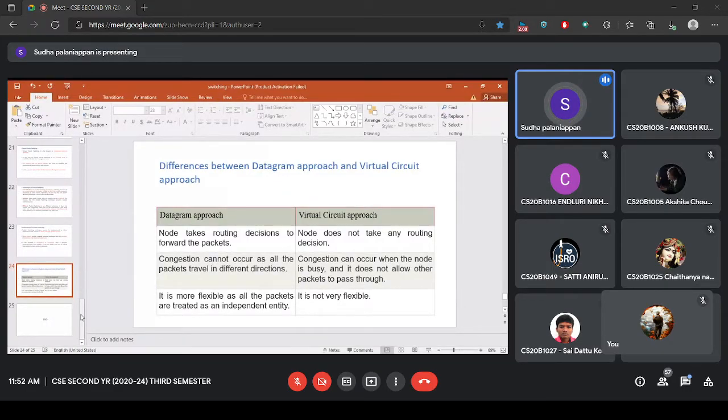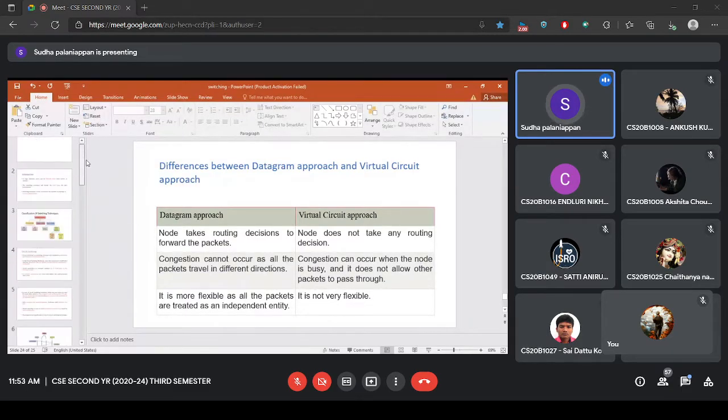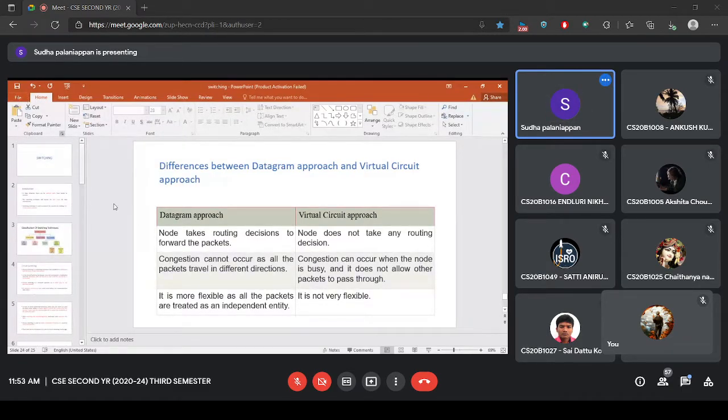With this, we complete unit 2. There are 3 types of switching: the first category is circuit switching, the second category is message switching, and the third one is packet switching.